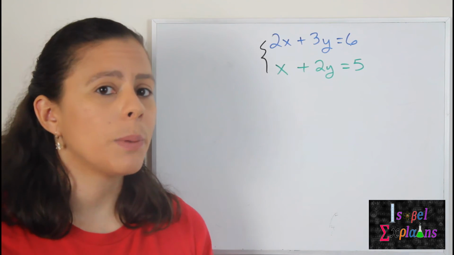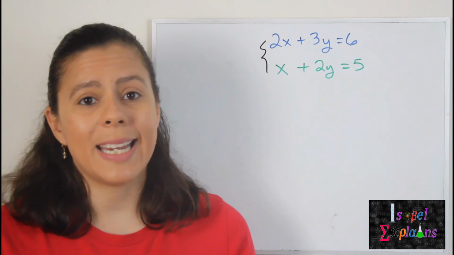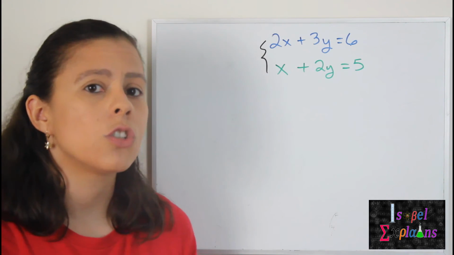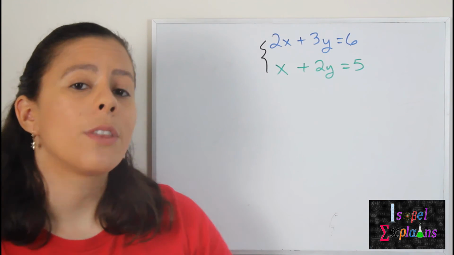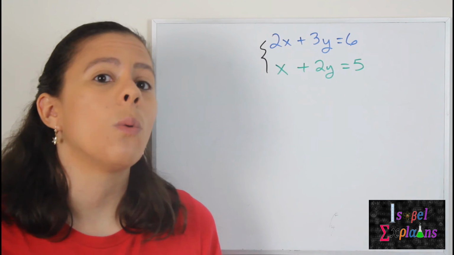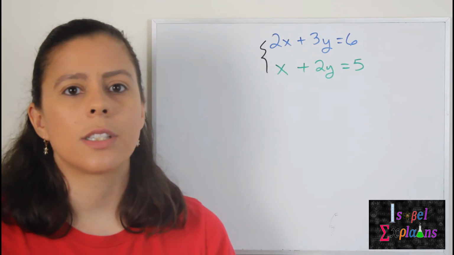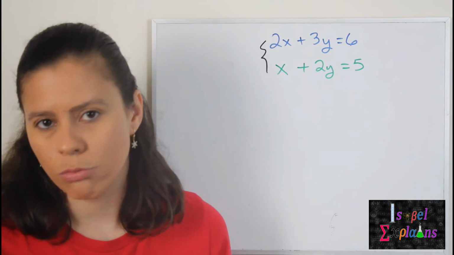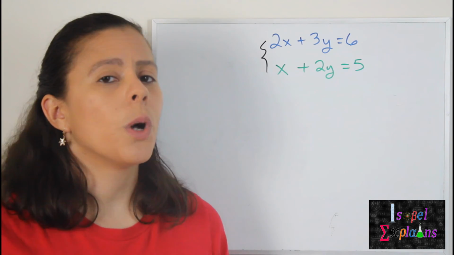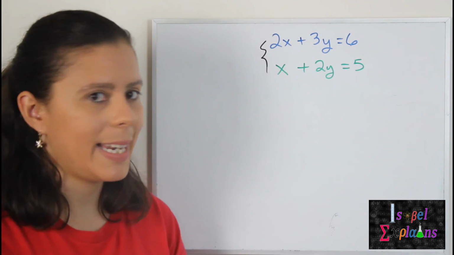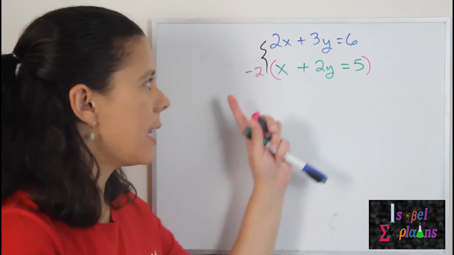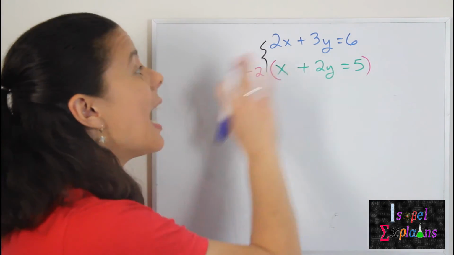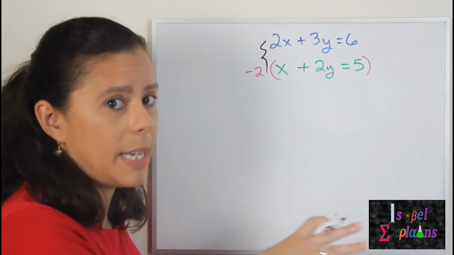I can either multiply the bottom equation by negative 2 to eliminate the x's, or I can multiply the top by 2 or negative 2 and the bottom by 3 or negative 3 to eliminate the y's. I'm going to do both so you can see it both ways, and then you can choose whatever works for you. Let's first multiply the bottom equation by negative 2. So if I do that, again, I'm going to put the entire thing in parentheses so that I can remember that the entire thing is going to be multiplied by negative 2.